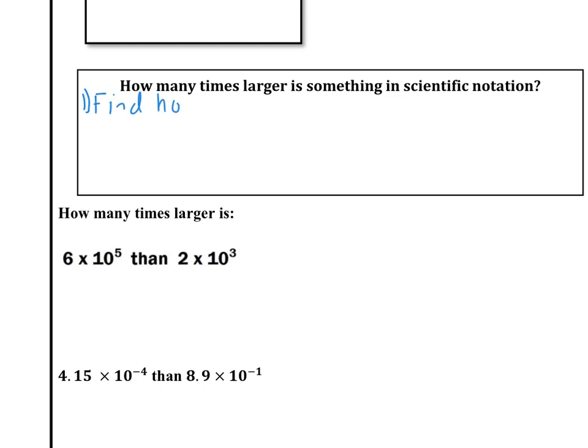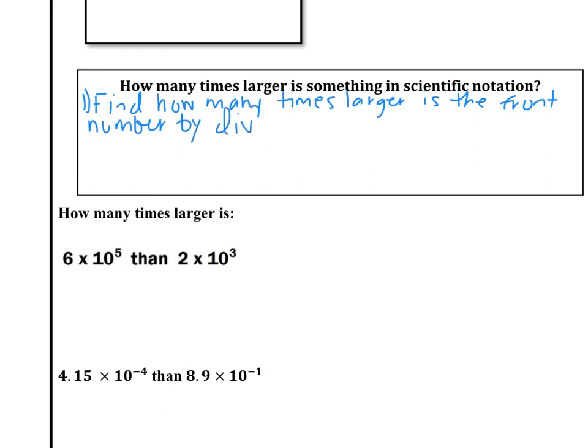Find how many times larger the front number is by dividing the front two numbers. So by dividing the front numbers, using my abbreviation for numbers.